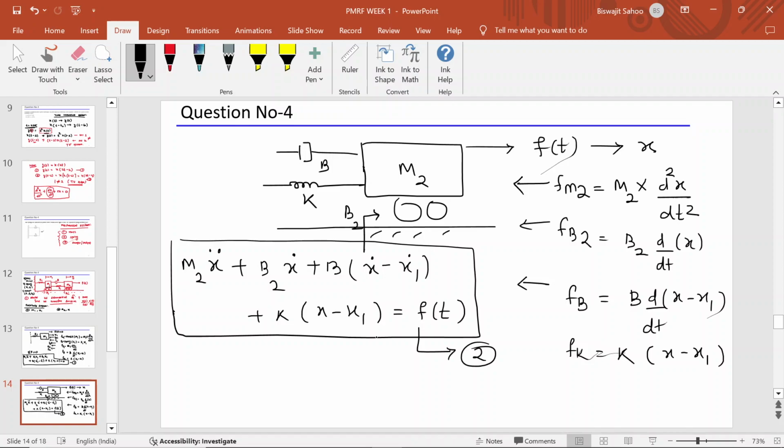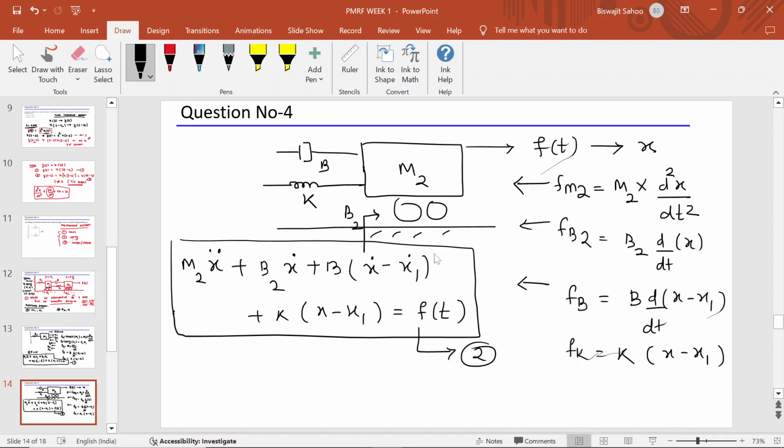I think everyone is clear. Yes, sir. Now, find out the transfer function. What you need to do, guys, is convert this differential equation into the Laplace domain and solve equations 1 and 2, put x1 in terms of x, and then find x by F of s. That part I'm just giving as a task to you.